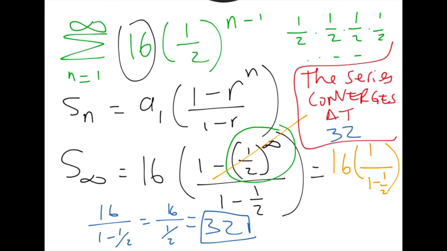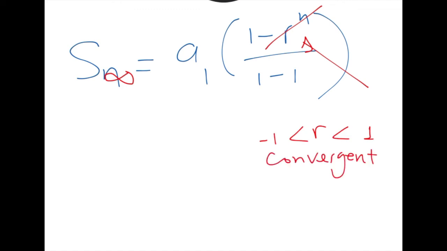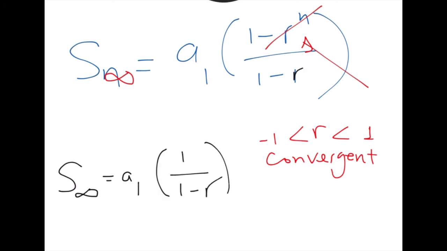So let's look at the formula again. We know that if I change this to infinity, this whole thing becomes 0 like we saw, as long as of course r has to be between -1 and 1, because that's when it's convergent. So that means the infinite sum of any convergent geometric series is going to be a1 times 1 over 1 minus r. So this is r. You can also rewrite it as a1 on the top over 1 minus r.